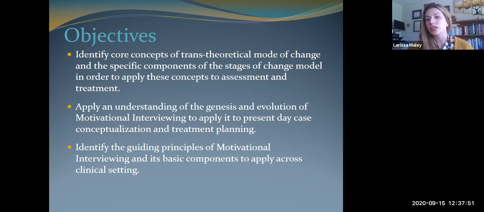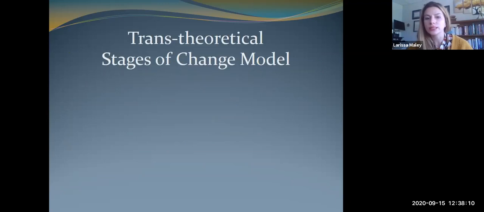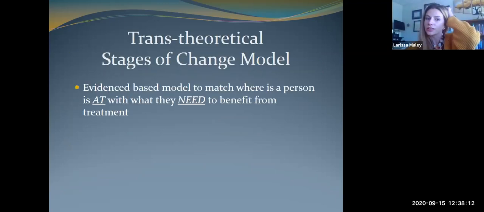So essentially, how can you apply the spirit, which doesn't require a lot of technique, to all of the work that you're doing when it's appropriate based on that individual's stage of change. So let's first start with the stages of change and highlight what you need to know about it and why it's important. It's called the trans-theoretical stages of change model. It is an EBP, an evidence-based model that is extremely helpful at matching a person where they're at with what they need to benefit from treatment.